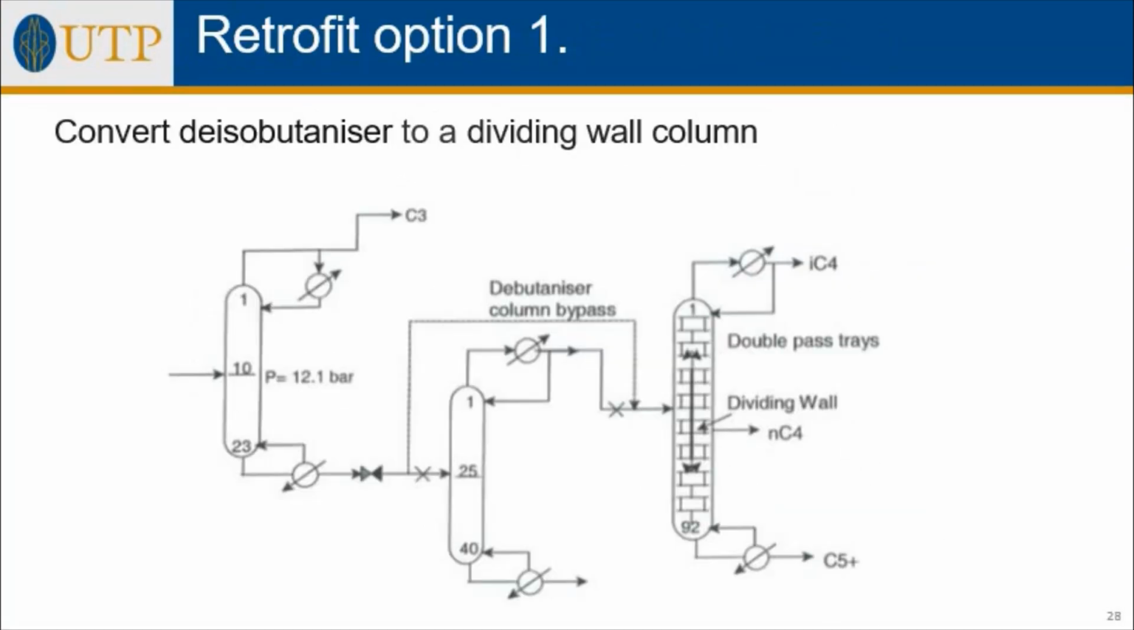Option 1 for the retrofit is to convert the isobutanizer to a dividing wall column, as shown in this slide. So the first column still remains to separate propane, and then the isobutanizer column will be converted to the dividing wall column, and you have 3 products over here: isobutane, normal butane, and C5+.